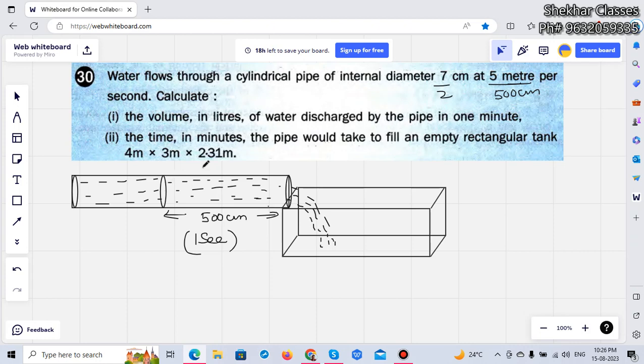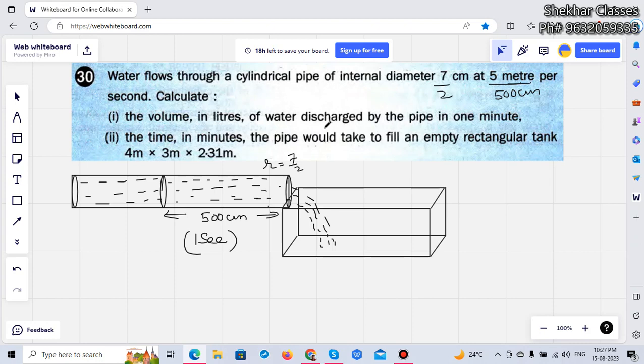Having a diameter of 7 means 7 upon 2 is the radius. What is the radius of this particular pipe? Radius is 3.5. So there is a pipe whose radius is 3.5 and the length, it is basically a cylinder, is 500 centimeter. The water which is filled in this particular length of pipe, from here to here only, will get empty in 1 second. Is that clear? That is what it means.